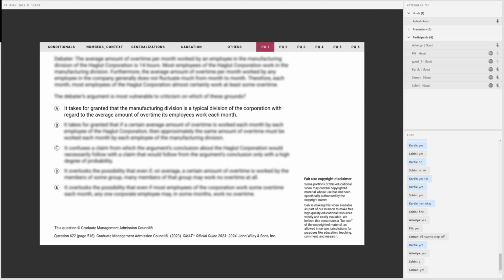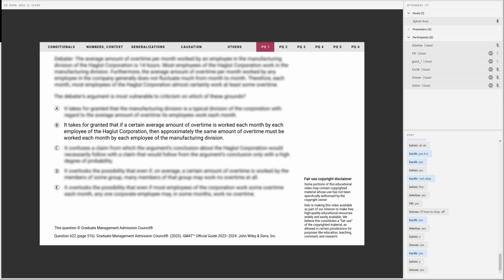And why does it not need to do that? Because it's already told you that most employees are in the manufacturing division. So this author actually does not care about the other divisions at all, because his or her entire argument is based on the manufacturing division having the most employees. Quick check, is everyone okay with why A is out? Okay, I've received a few yeses. Okay, for now I'll carry on. And of course, if you have any doubts, you can always ask them later as well.